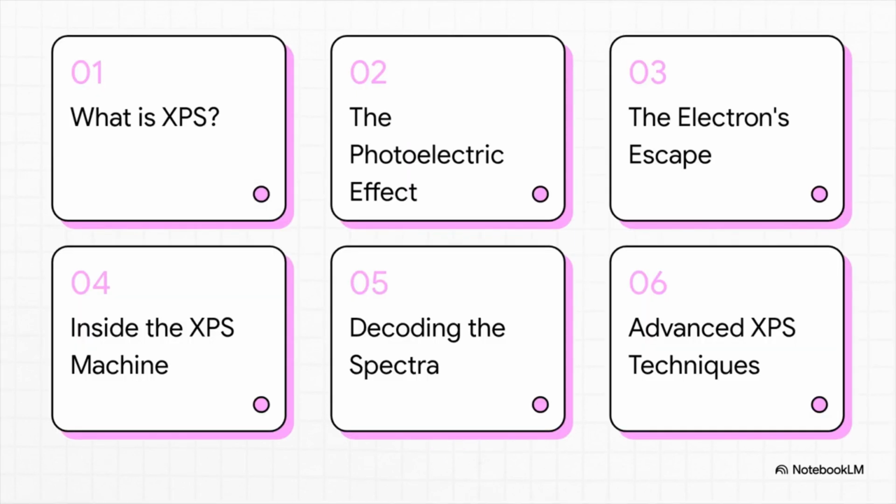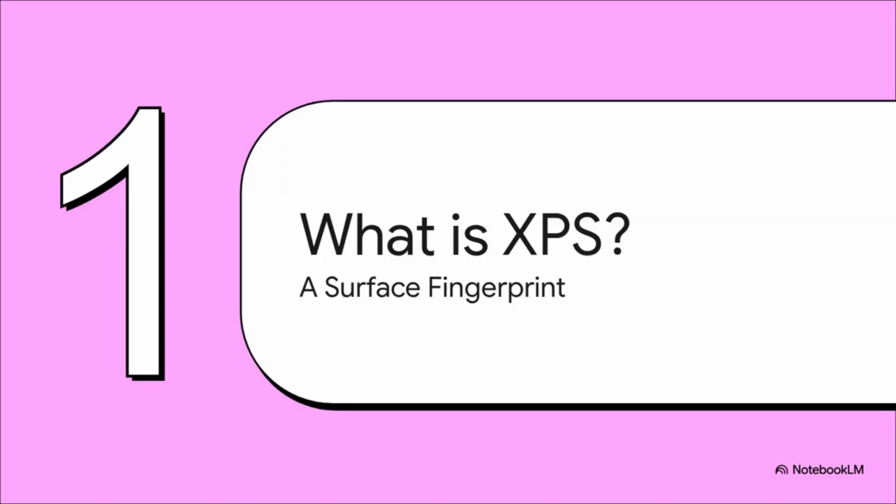Okay, so here's how we're going to build this blueprint together. First up, the absolute basics. What even is XPS? Then we'll dive into the Nobel Prize-winning physics that makes it all work. After that, we'll see why it's so focused on just the surface. We'll take a quick peek inside the machine itself, and then, and this is the big one, we'll tackle how to actually decode the data. And to wrap things up, we'll look at some really cool advanced techniques that take XPS to a whole other level. All right, first things first.